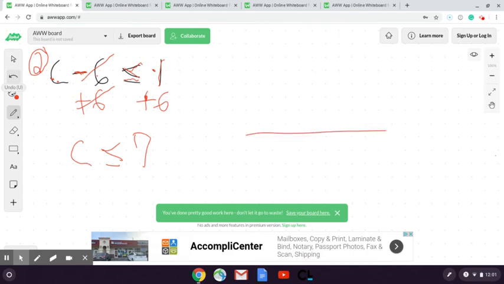So for your graph, if you had 7 here, you notice it's a closed circle. And then the c is less than or equal to, so less than, you'd put your line going to the left. Line going to the left.